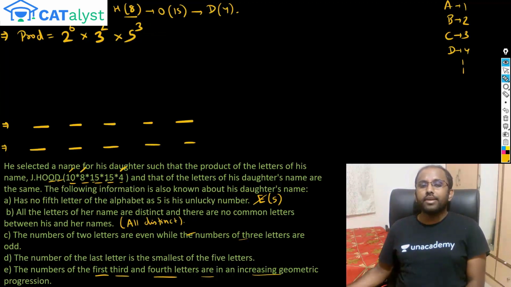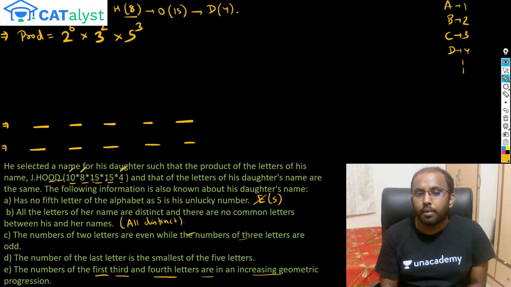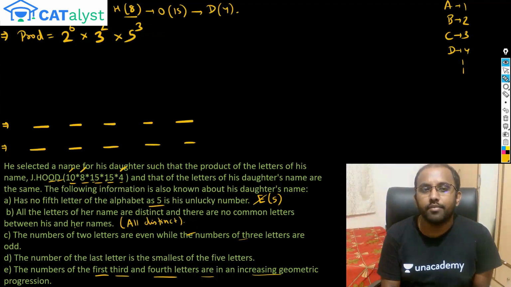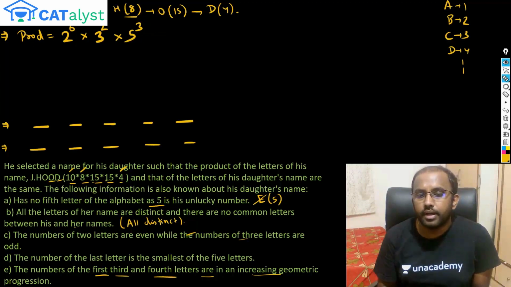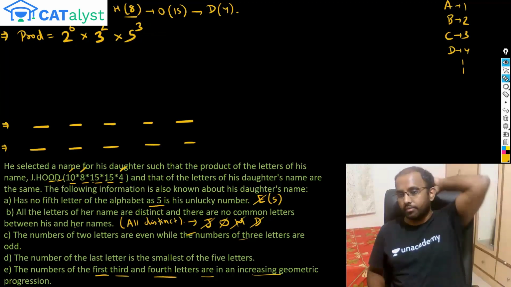So now basically the point of focus will be: because all letters of her name are distinct and there are no common letters between his and her names, that is with John's name, right? That means her daughter's name doesn't contain J, doesn't contain O, doesn't contain H, doesn't contain D, right? So nothing common with his daughter's name.